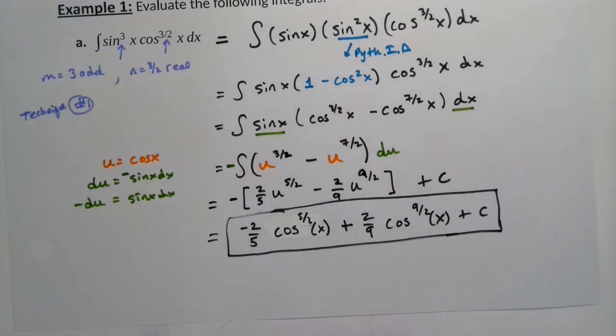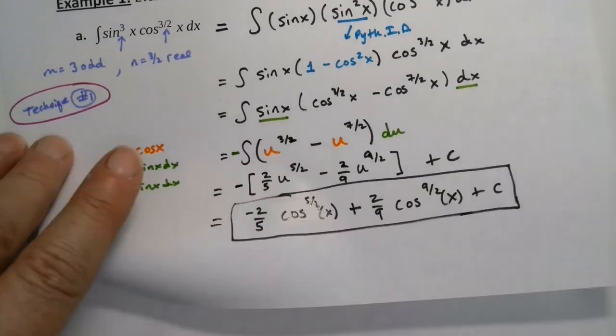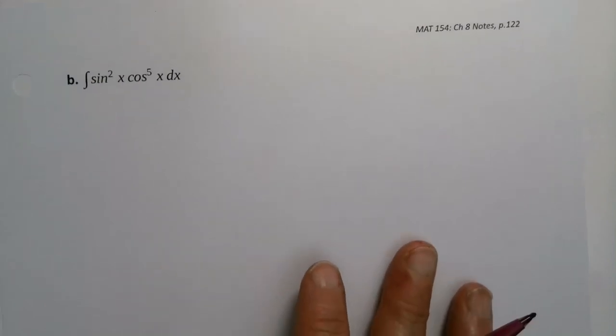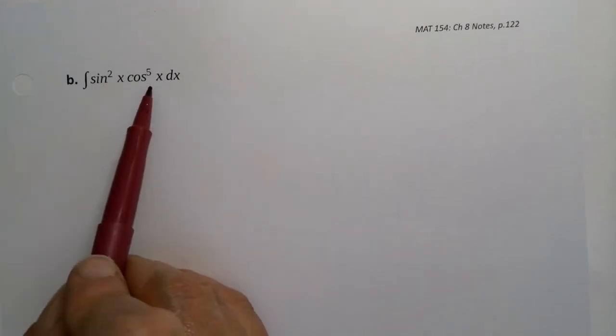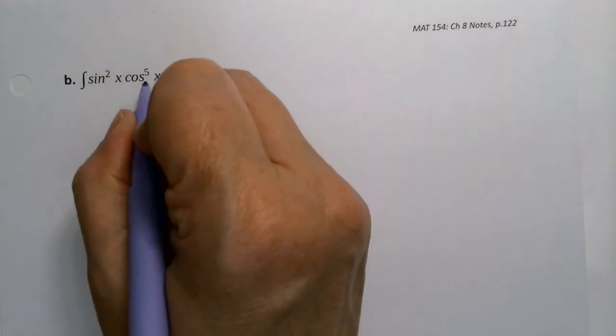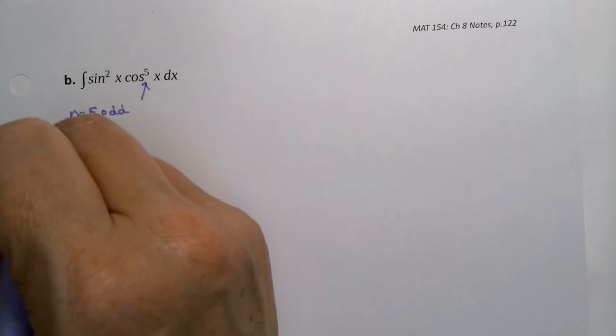That went pretty well with technique number 1 right here. So we're using technique number 1. Now let's try it with technique number, well, let's figure it out. So here I have m is even, n is odd. So you can see n is 5 right here. N is 5, which is odd. So that means we're using technique number 2.